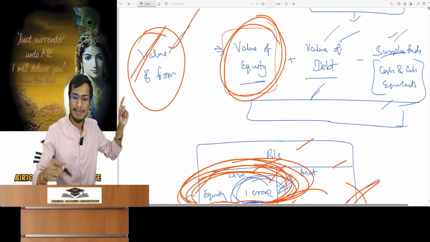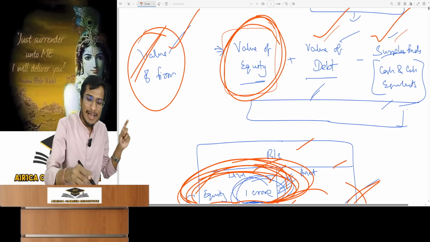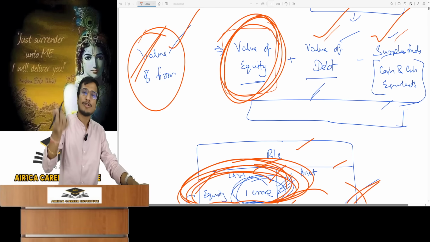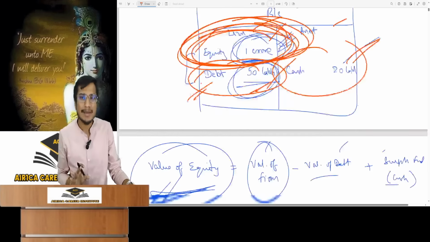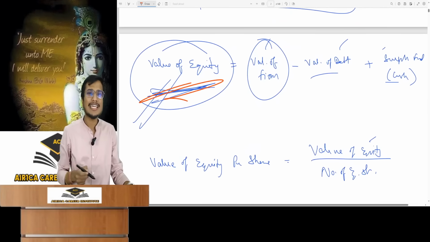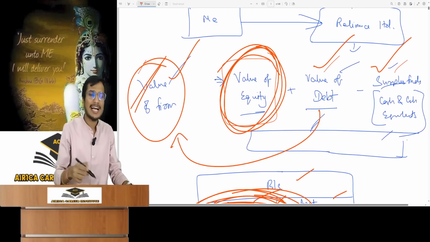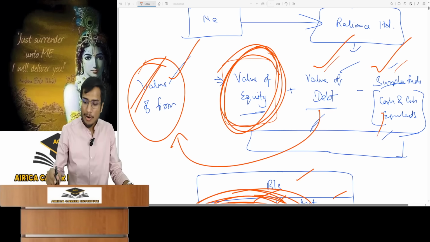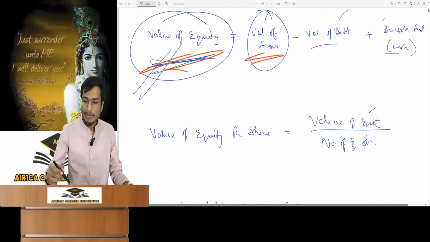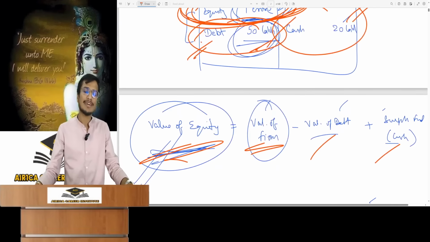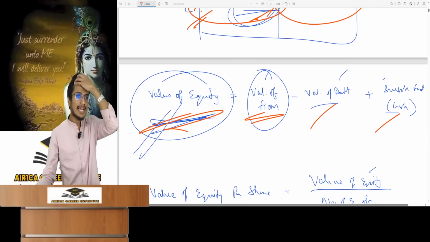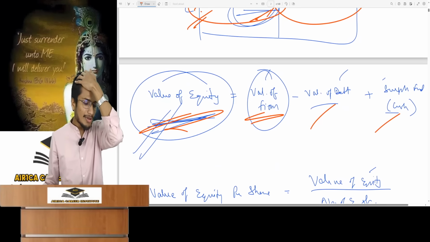You have this available and this available. Can you calculate the value of equity? I've taught you to solve equations in basic mathematics. What is the value of equity? Start with the firm's value. The value of debt moves to the other side becoming minus, and the minus also shifts becoming plus. So minus value of debt and plus the surplus fund or cash, giving you the value of equity. This gives equity holders value.